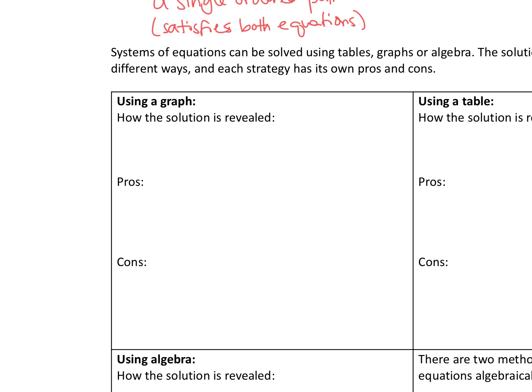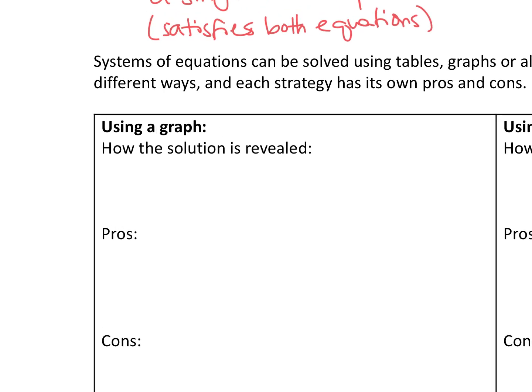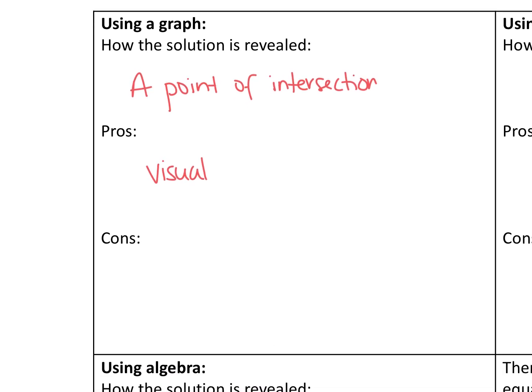So using a graph, how is the solution revealed? This one is the most visual, right? It is revealed by showing a point of intersection. It's very visual. That's its biggest pro. A negative could be that it doesn't cross at a nice location, so it might not cross at an integer.